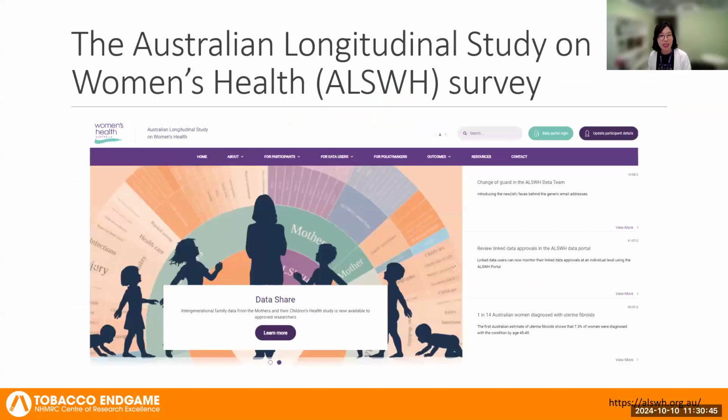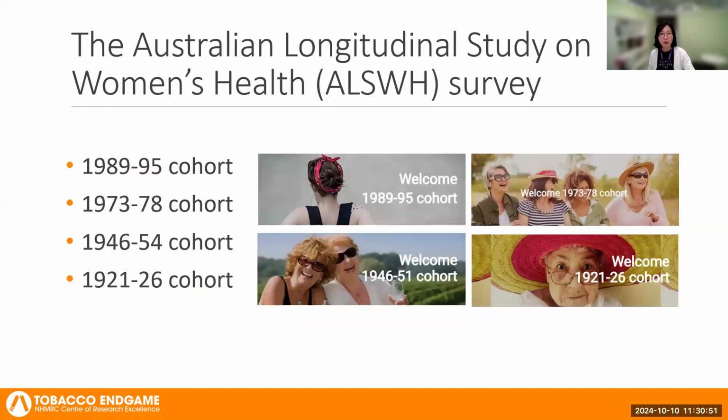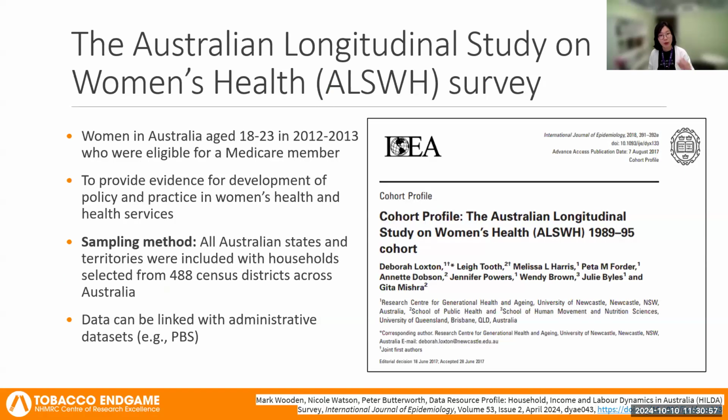The next survey is the Australian Longitudinal Study on Women's Health, which consists of 4 cohorts that are followed up over time. This survey focused on women in Australia. I only brought the cohort profile for the youngest age cohort among them. It recruited women in Australia aged 18 to 23 who were eligible for Medicare in 2012 and 2013. Its purpose is to provide evidence to inform the development of policies and practices in women's health and health services.